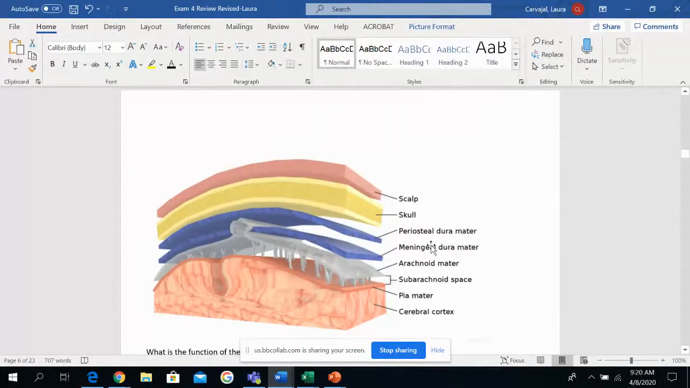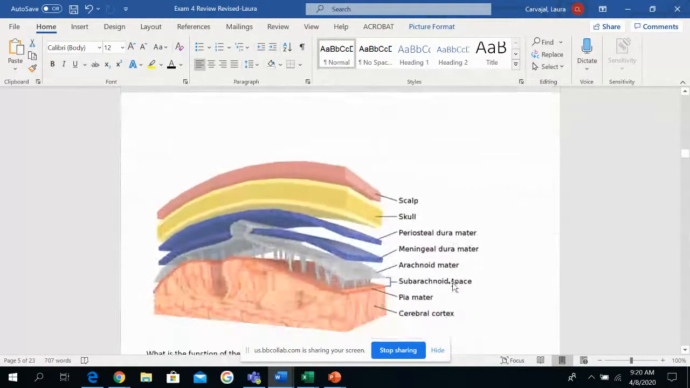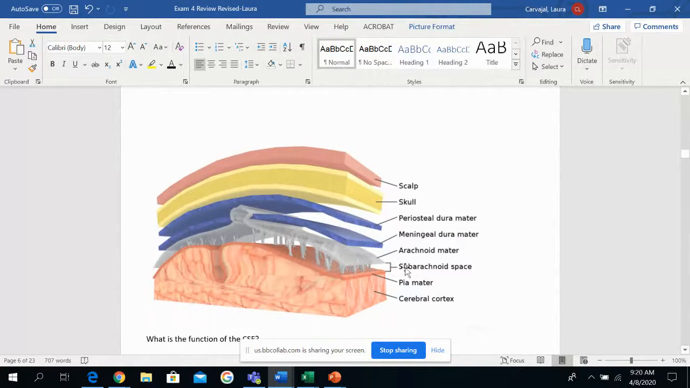the outermost meninges. Then you have your arachnoid mater, which is this white sheet right here. Your subarachnoid space, which is basically an empty space where you find the blood vessels. Your pia mater, which is the very thin layer that covers your brain, and ultimately your cerebral cortex, which is this dude right here. It's your brain. So yeah, those are the structures, and the meninges are your dura, your arachnoid, your subarachnoid, and your pia.